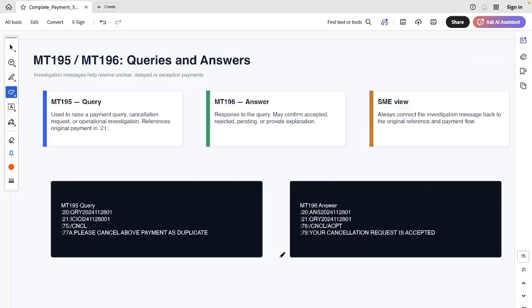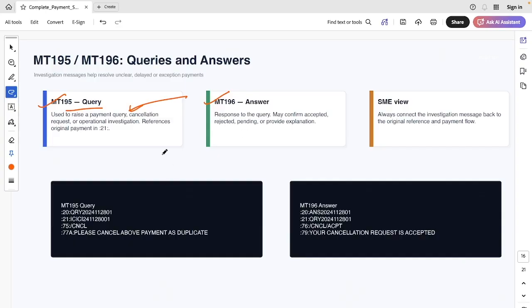Now let us move from statements to investigation. What happens when a payment needs clarification? Because payment operations do not stop after the payment is sent. Sometimes banks need to ask questions. So then we have MT195 and MT196. MT195 is used to query. It may be used to ask about a payment, about a request for cancellation, or to raise an operational investigation. Then MT196 is the answer to the query. It may say accepted, rejected, pending, or provide an explanation.